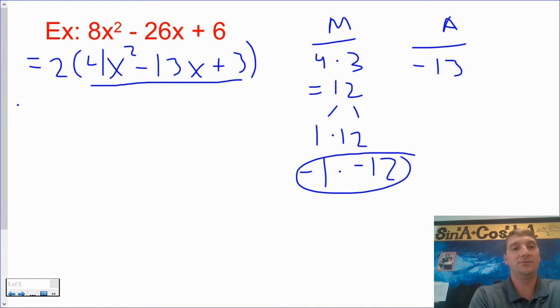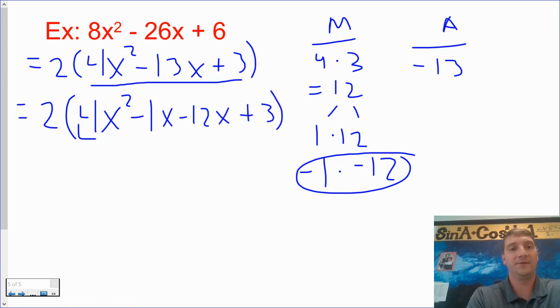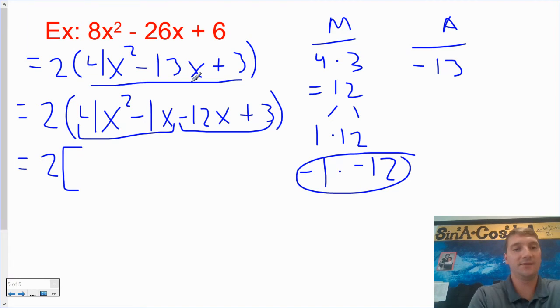So this 2 right here, that'll just drop down. And then this 4x squared will stay the same. This -13, I'm going to break it down between these two numbers. So again, it doesn't matter the order. Both of them are negative, so it really doesn't matter here. And as we've been doing, GCF these two, GCF these two. So 2 goes here. Now in this case, the only thing that these two have in common is a 1 and an x. So I'm just going to factor out an x.